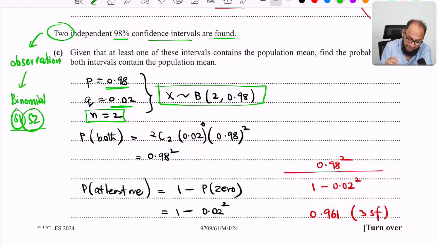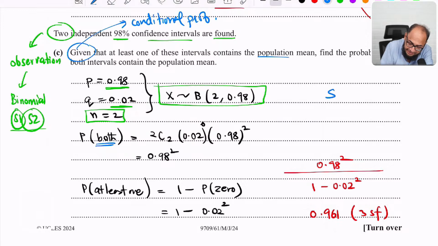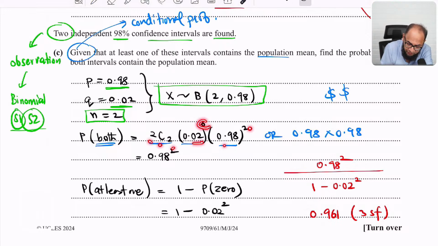It says given. Given is the word that we use for conditional probability. So given that at least one contains the population mean, find the probability both intervals contain the population mean. If we talk about both, that is success and success. I can write it directly also as 0.98 times 0.98. I deliberately wrote it with binomial, but it's your choice anyway. So I have written 2C2, success raised to the power of 2, failure raised to the power of 0, which is 0.98 squared.